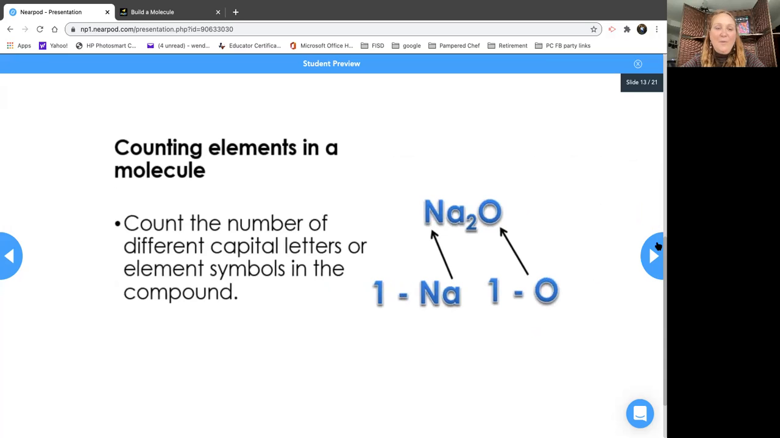When you count elements in a molecule, you're counting the number of different capital letters, or the element symbols, in the compound. So you want to look at the capital N and the capital O. And so there are 2 elements in Na2O. You don't count the subscript when you're counting the number of elements in a molecule. You're looking at just the chemical symbol.